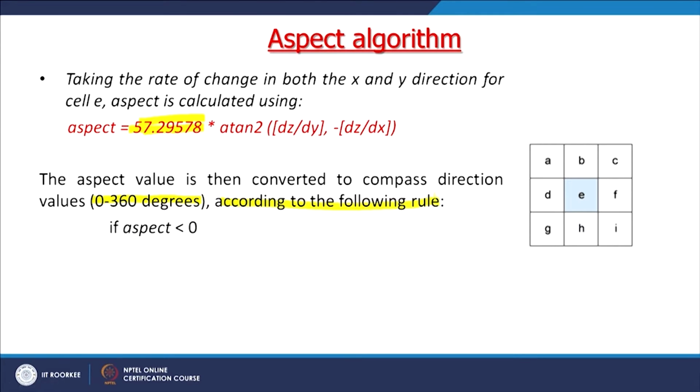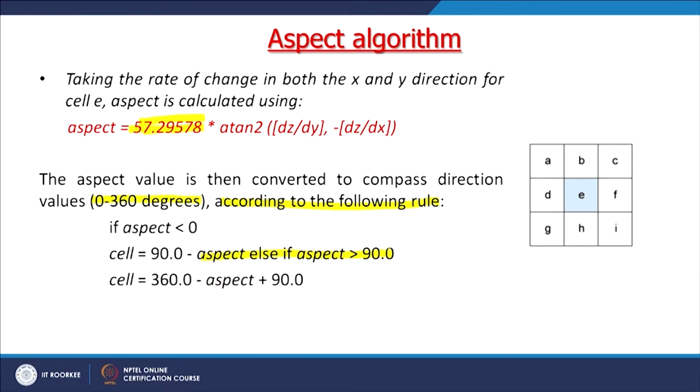The aspect value is then converted to compass direction values between 0 to 360 degrees according to the following rule. If aspect is less than 0, then it is of course flat. If the aspect is greater than 90, then cell is 360 minus aspect plus 90, else cell equals 90 minus aspect. So, this way for each input cell the calculation is done for aspect determination, except for the one cell thick border all around.